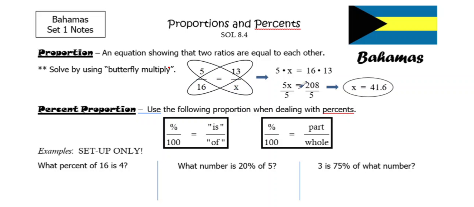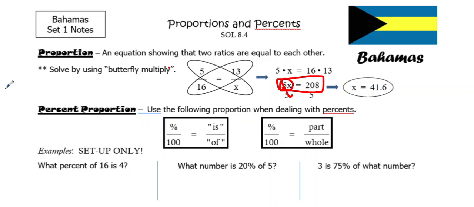So I have 5 times x, which gives us this 5x up here, and then 16 times 13, which gives us the 208. Initially all you have is this. So now you have this one-step equation, and in order to get rid of the 5 that's on the x, you're going to divide both sides by 5, which is what the lines were for. And 208 divided by 5 is 41.6, so that's the answer you get.